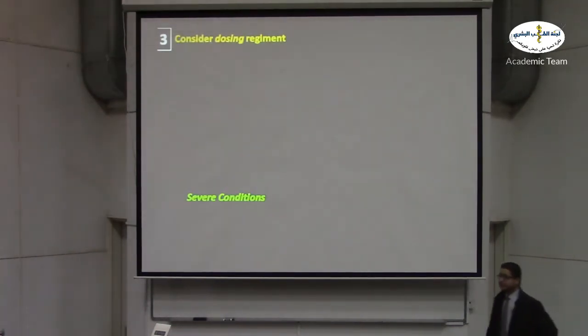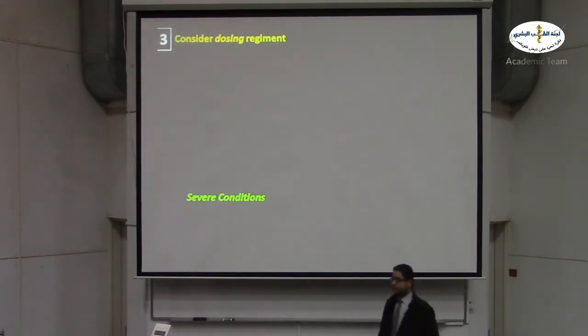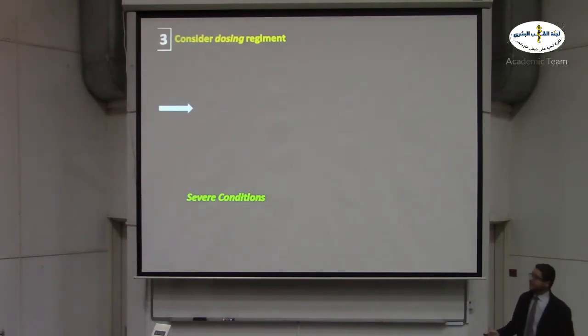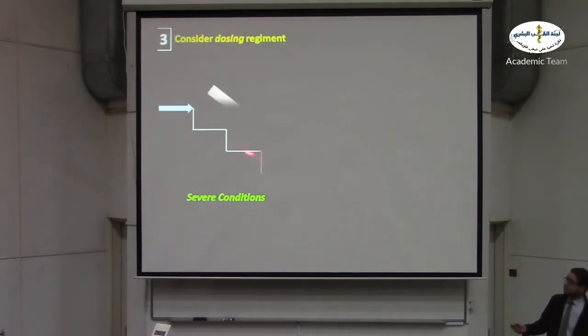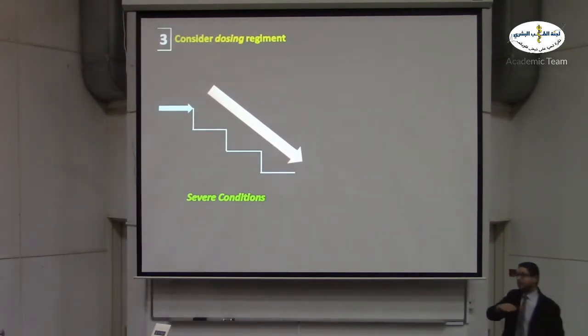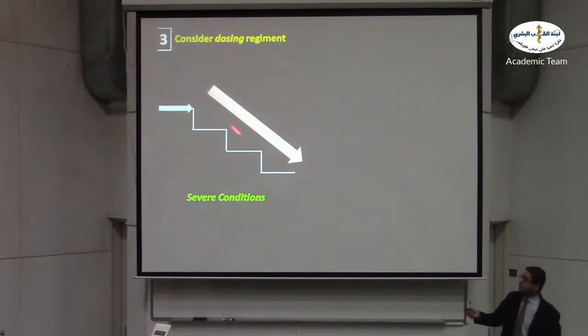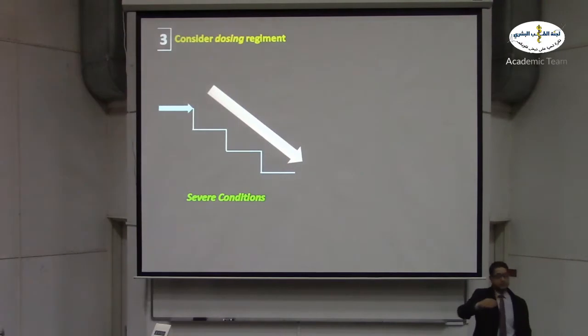For example, the first rule is to consider the dosing regimen of this drug. For example, in the severe conditions, as you remember from the discussion of asthma treatment last year, in severe conditions, we try to start with the highest possible dose لحتى إنه to have a very good effect, a sustained effect, and then you start going down with the dose, and you don't keep it the highest possible.